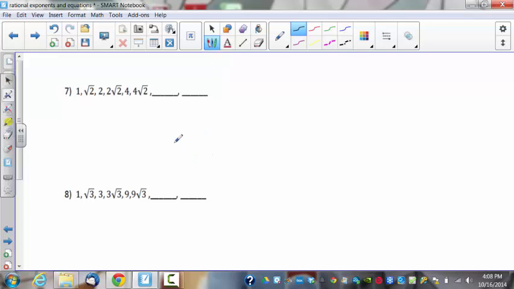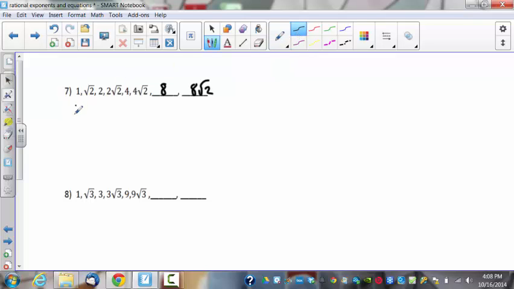Okay, so after thinking about it, these are 1, square root of 2, 2, 2 square root of 2, 4, 4 square root of 2. So the next one would actually be 8, and then 8 square root of 2. Now, why is this? Well, in order to get from 1 to square root of 2, you just multiply by square root of 2.